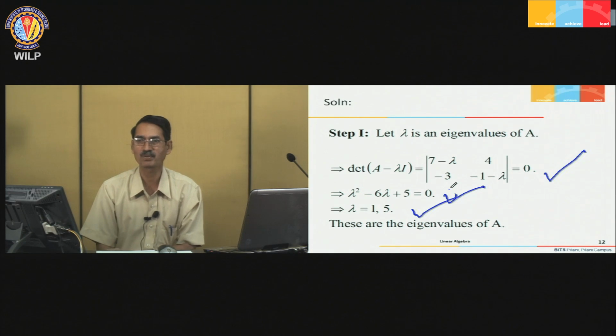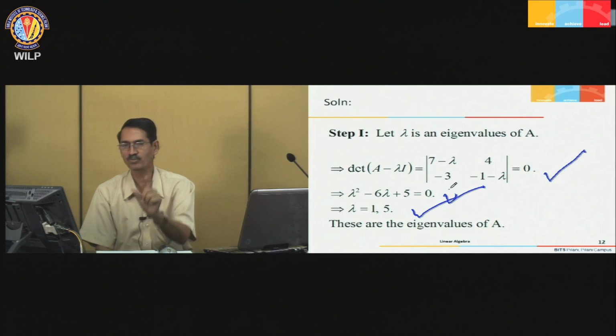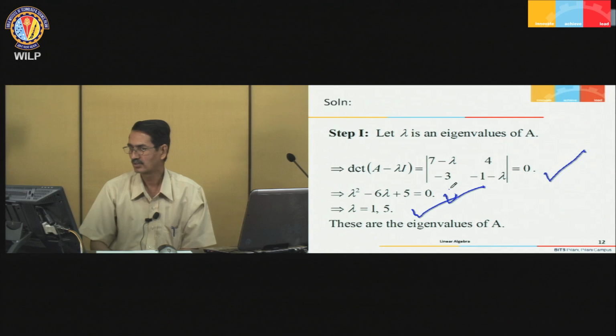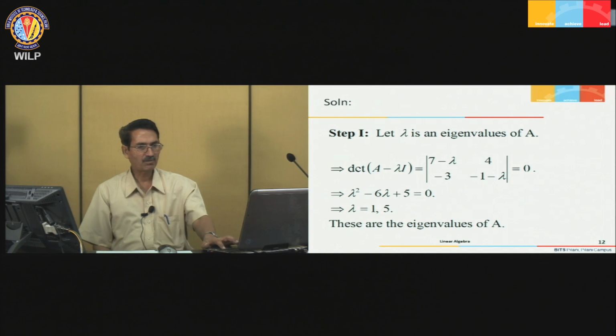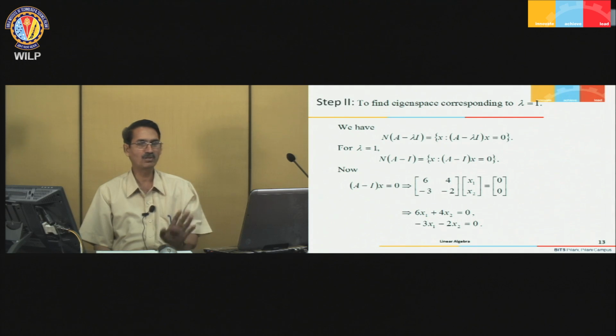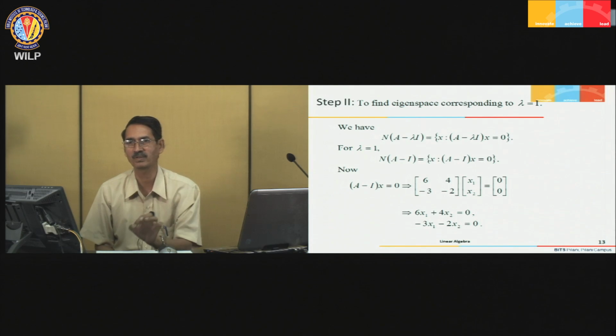Second step is very important. What is second step? Calculate eigenspace corresponding to lambda equals 1 and eigenspace corresponding to lambda equals 5. If we know eigenspace, then we know all possible eigenvectors. So, let us see that step little slowly. So, now lambda equals 1 and lambda equals 5. We are going to find, second step, the eigenspace corresponding to lambda equals 1.